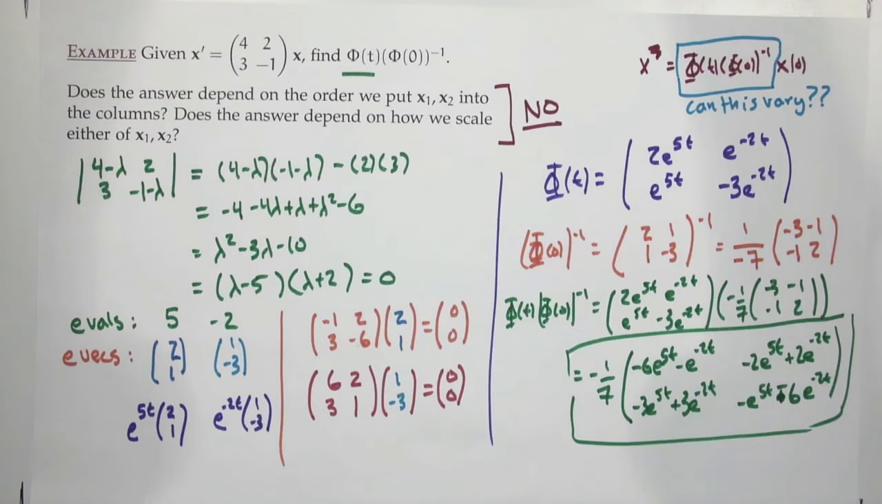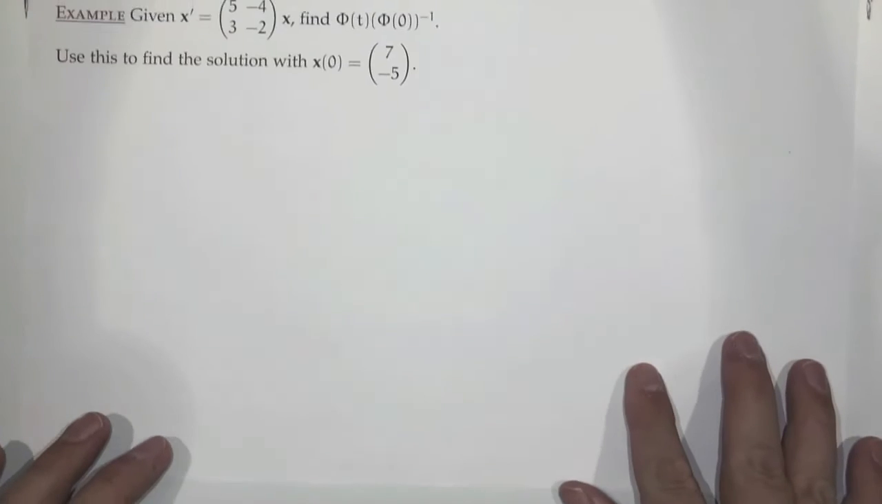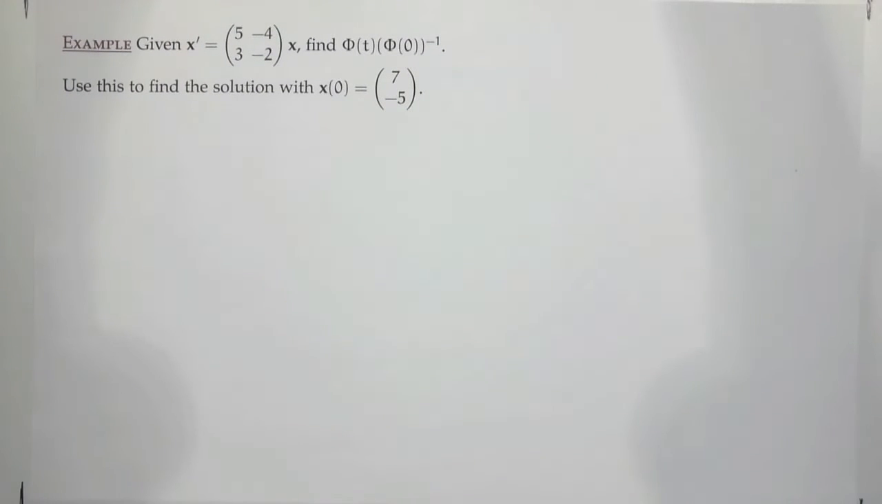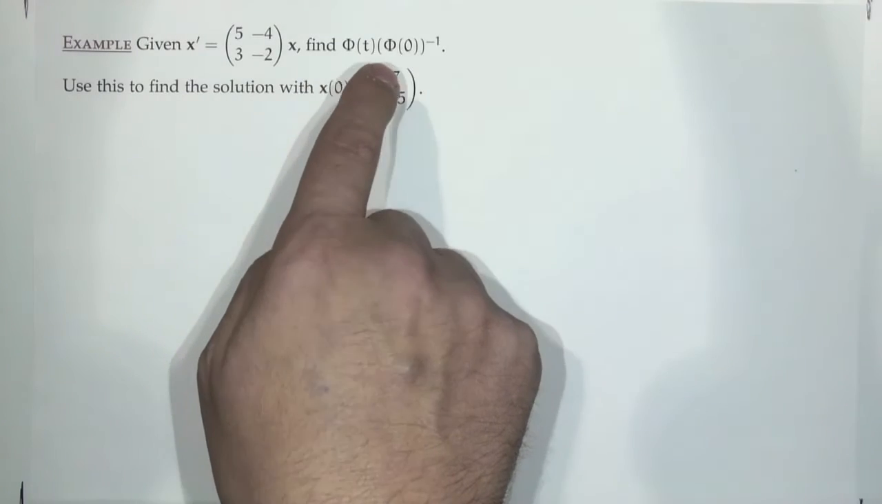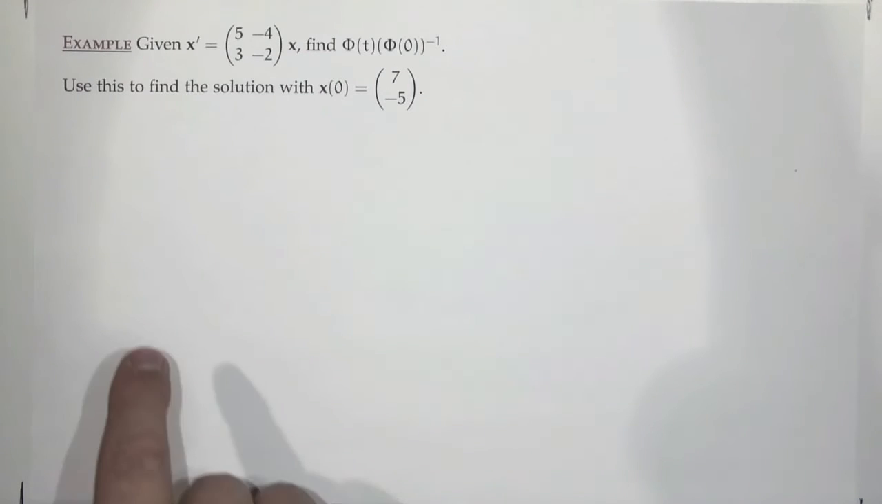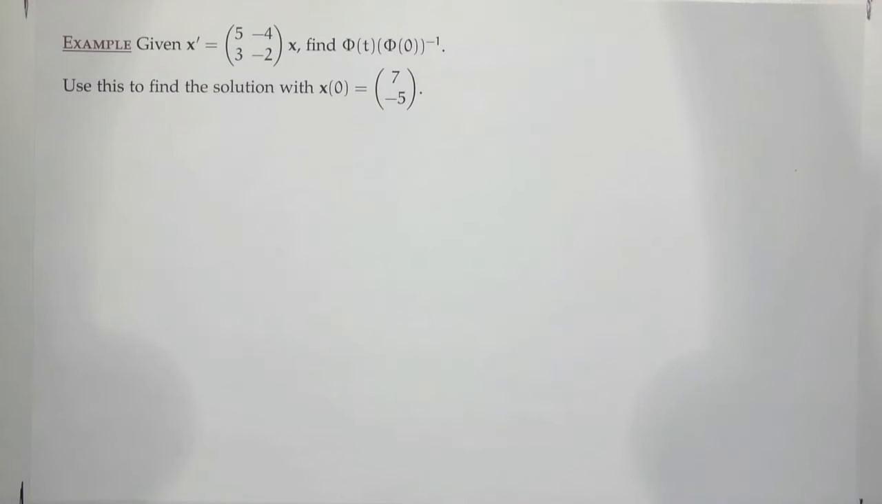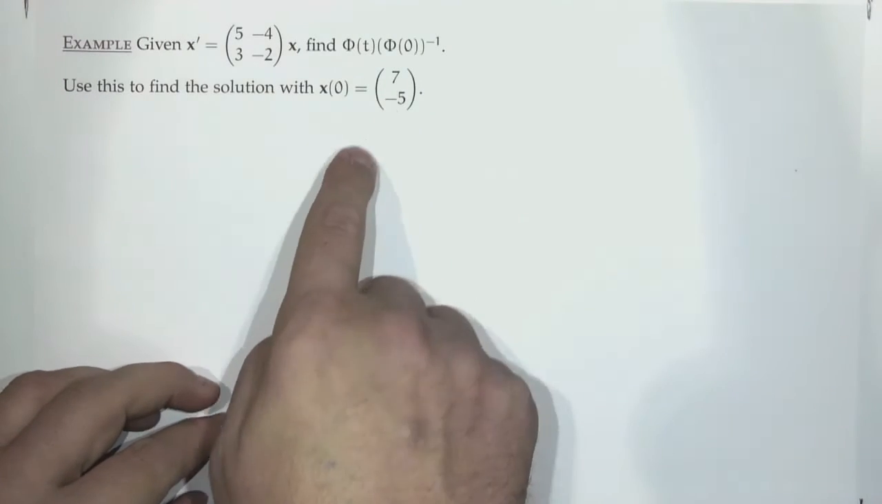You see the procedure. Yes? Good, so you can do it now. So, another example. Given x prime equals 5 minus 4, 3 minus 2 times x, find e to the 5t, phi 0 inverse. Use this to find a solution, well, the solution with an initial condition x of 0 equals 7 minus 5.